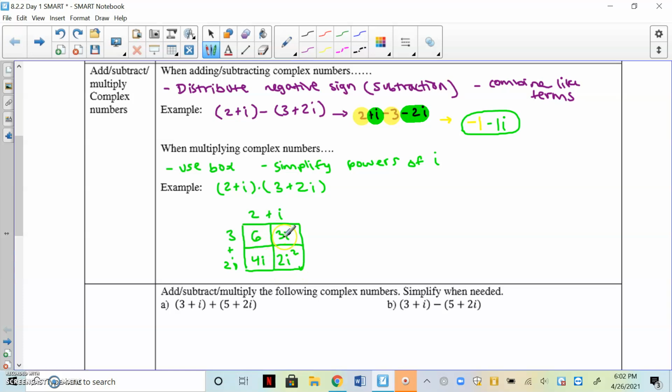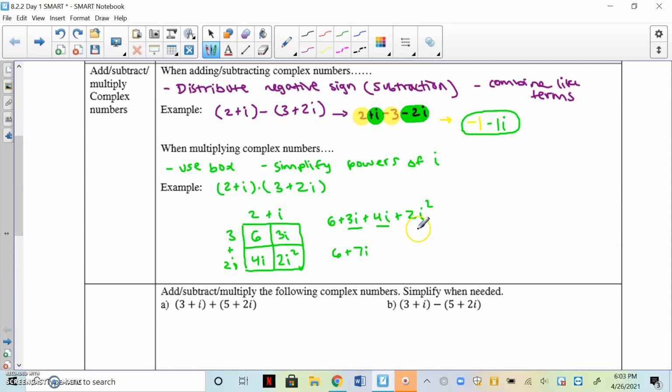Alright, so now we can go ahead and write out all of these terms in here and add them together. So 6 plus 3i plus 4i plus 2i squared. At this point, we're ready to start combining like terms, simplifying whatever we can. So this 3i and 4i will combine to make a 7i.